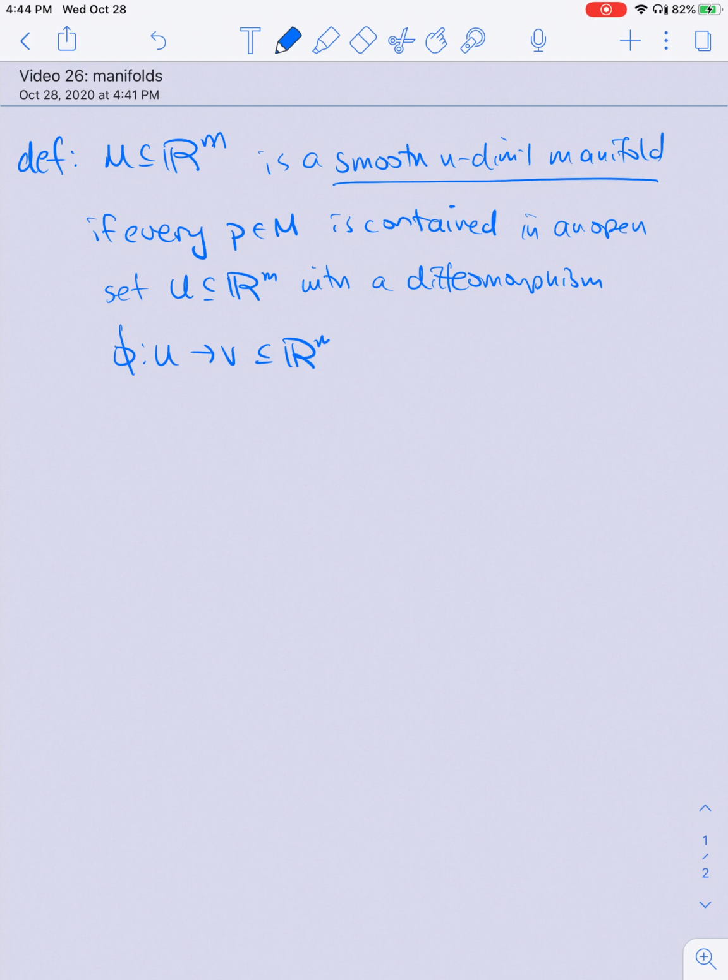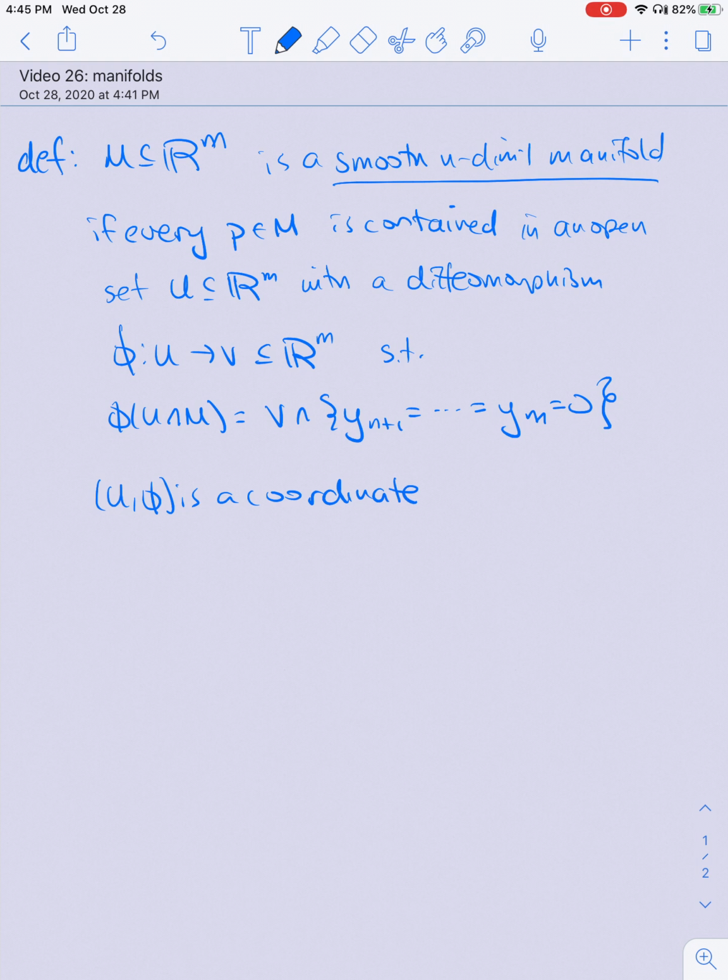A diffeomorphism is a bijective smooth map with a smooth inverse, such that phi of U intersect M is equal to V intersect y_{n+1} = 0, all the way out to y_m = 0. So basically the R^n subset of R^m where the last m minus n coordinates are 0. And then we say that (U, phi) is a coordinate chart, and the collection of all coordinate charts is called an atlas.